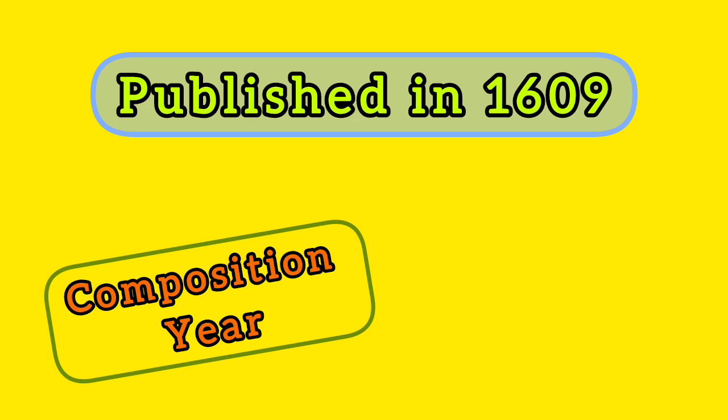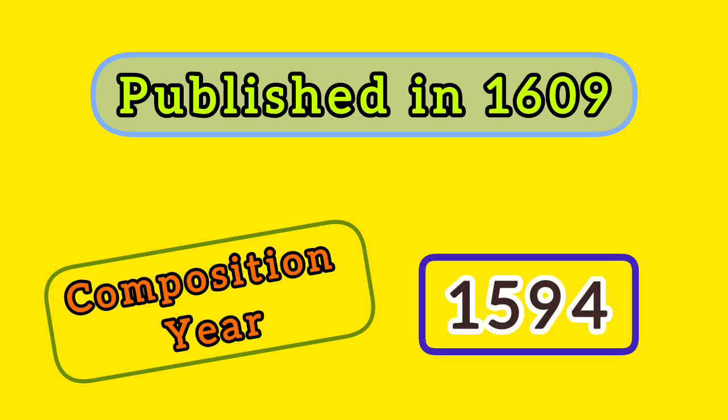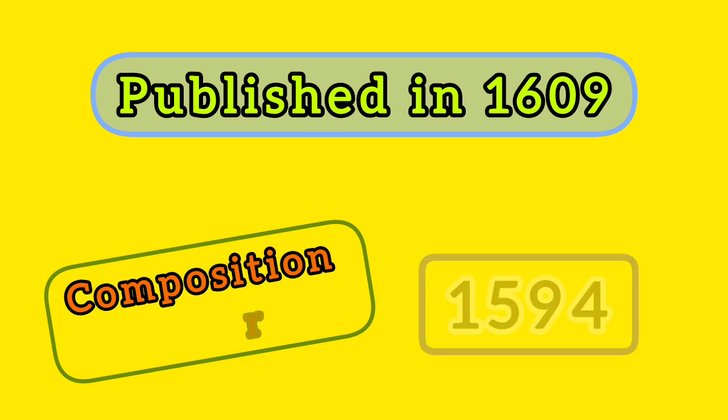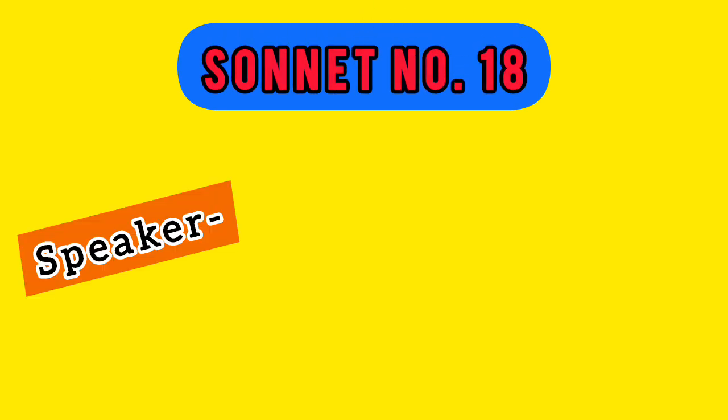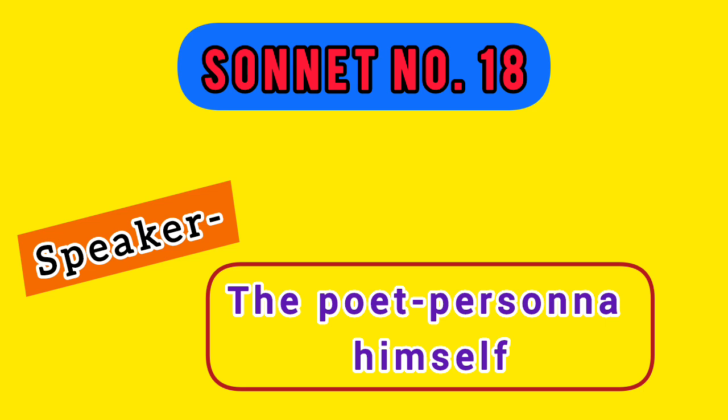So the publication is clear to us: it was published in the year 1609. Then what about its composition? It is said that the sonnets were likely written in the year 1594. Now the next important point about Shakespeare's sonnet number 18 is the speaker, that is, who is the speaker in this sonnet? Here we must remember that probably the speaker is the poet persona himself.